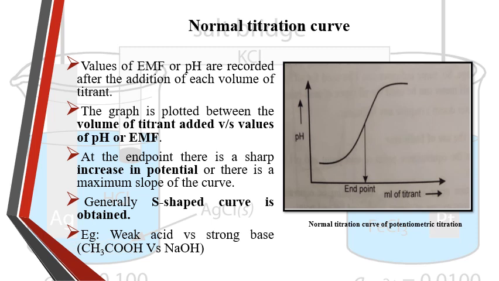Values of EMF are recorded after addition of each volume of titrant. The graph is plotted between the volume of titrant against the EMF or pH. At the end point, there is a sharp increase in potential, or there is a maximum slope of the curve, as you can see in the diagram. Generally, an S shape is obtained, for example, a weak acid and a strong base. This is the normal titration, as you can see.